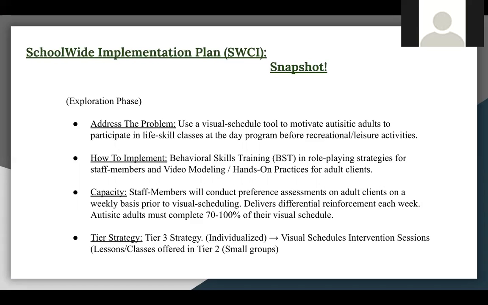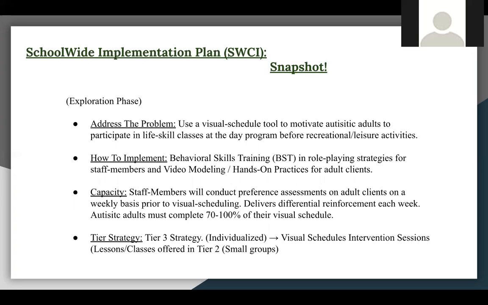Our capacity is staff members will conduct preference assessments on adult clients on a weekly basis prior to visual scheduling. This delivers differential reinforcement each week when the staff member knows exactly what leisure activities the client would like to participate in. And autistic adults must complete about 70 to 100% of their visual schedule to earn that reward.